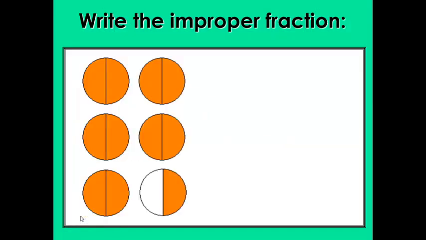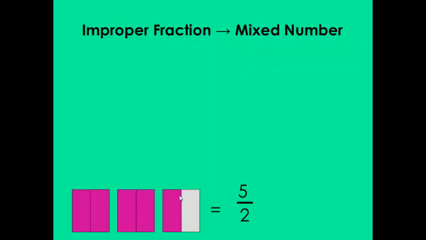Now, our circles are separated into sections of 2, so that's our denominator. And let's count 1, 2, 3, 4, 5, 6, 7, 8, 9, 10, 11 sections are shaded, and we know our denominator is 2, so our improper fraction should be 11 twos, or 11 halves. And we're right. So now, let's convert improper fractions to mixed numbers the opposite way.